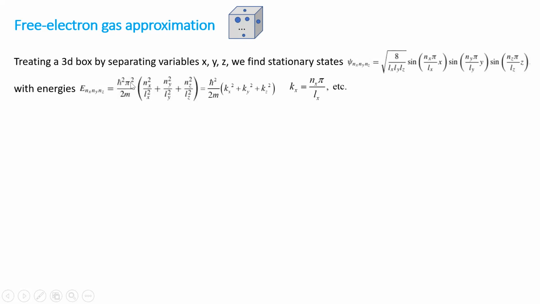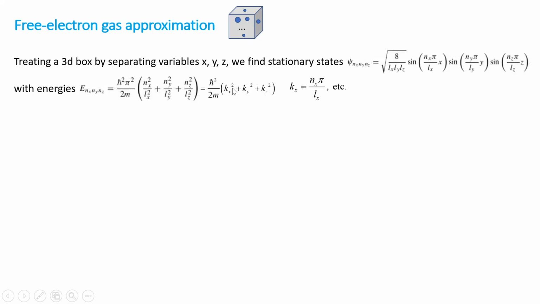And that can be written, since pi squared Nx squared over Lx squared is Kx squared, because Kx is Nx pi over Lx. It can be written as h bar squared over 2m times Kx squared plus Ky squared plus Kz squared. Or just, if we take this K squared to be the sum of these three, it would just be h bar squared K squared over 2m. Okay, so each of Kx, Ky, and Kz have this relationship: Nx pi over Lx, Ny pi over Ly, Nz pi over Lz. Okay, so those are the stationary states we have and the energies.